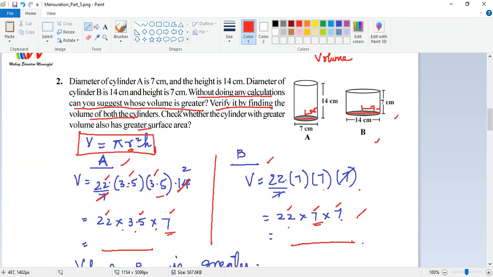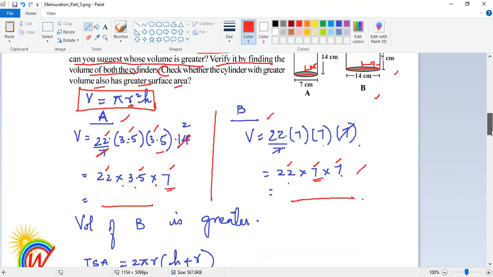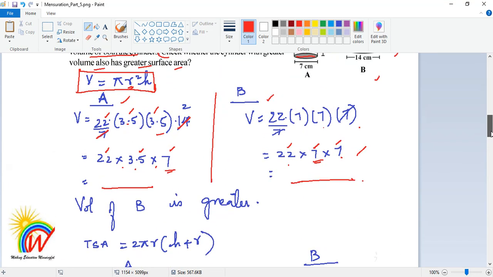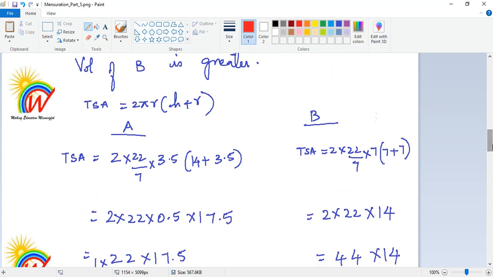Check whether the cylinder with greater volume also has greater surface area. So now we already found that B has got greater volume. We need to find if B has greater surface area also. Okay. So we write the total surface area formula. 2 pi r (h plus r). Okay. So A and B again I have written separately.